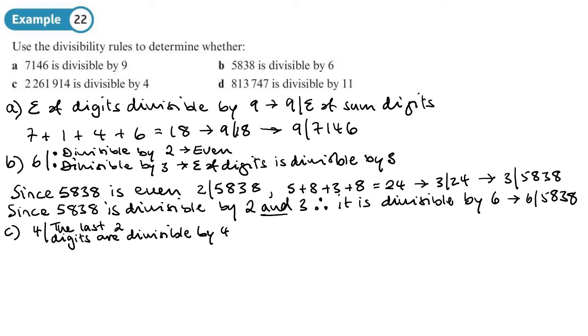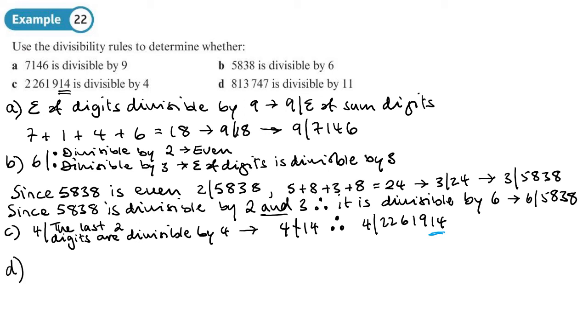Now if we look at the last 2 digits, which are 1 and 4 here, 14, 4 does not divide 14. Therefore, 4 does not divide 22619114. It's as simple as that. I only need to check those last 2 digits. Are they divisible by 4?